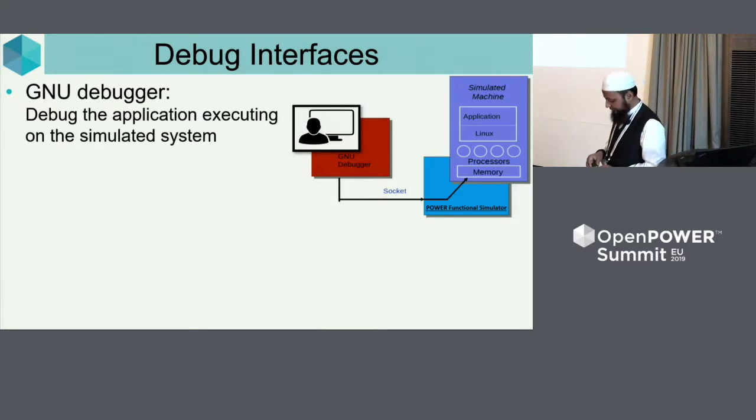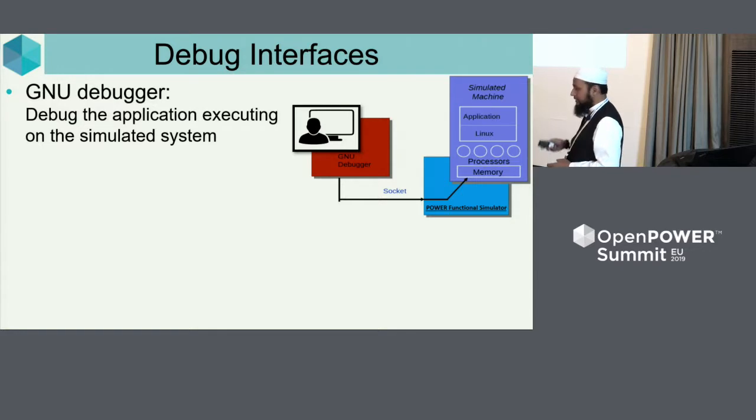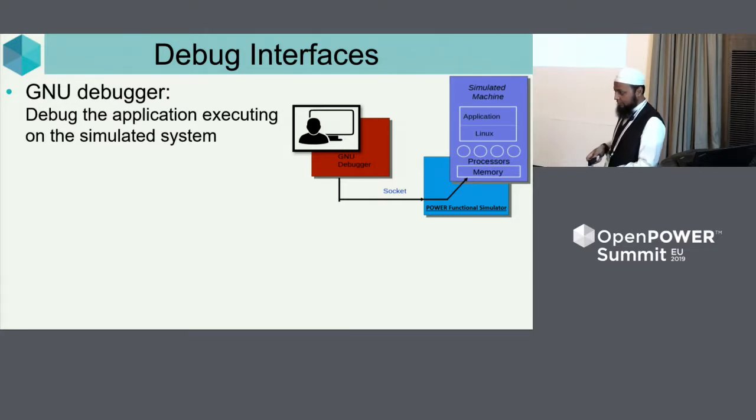To help you in developing your application, there's the debugger. GDB can be attached, and the power is that we have this simulator, and on top of it we have the machine that is being simulated, and the application is working on the simulated machine. And GDB can control and debug the application that is running on the simulated machine. So you can normally attach GDB to the host application, but here we are attaching it to the application that is running on the simulated system.